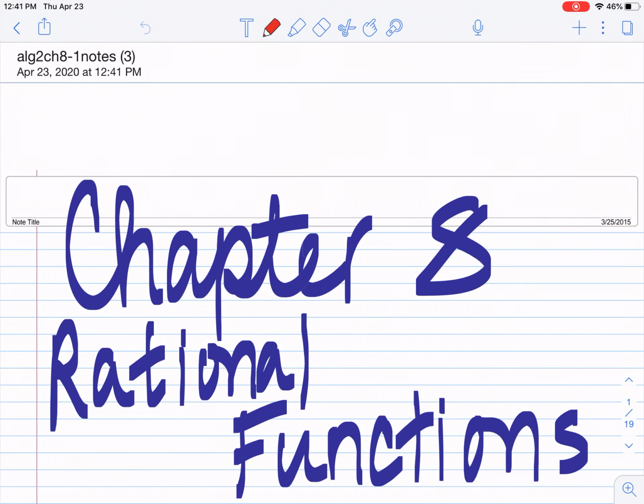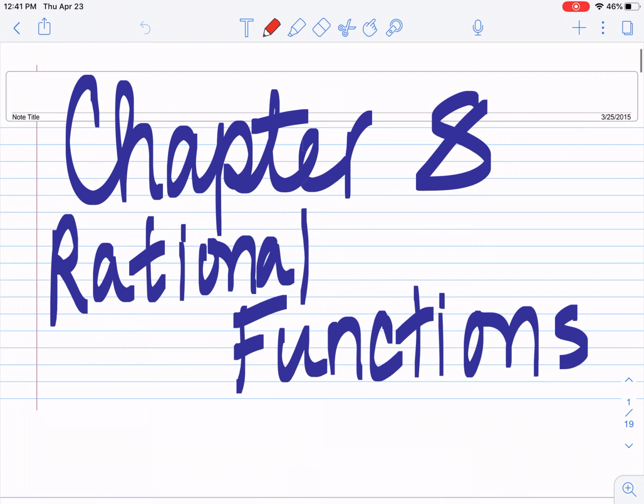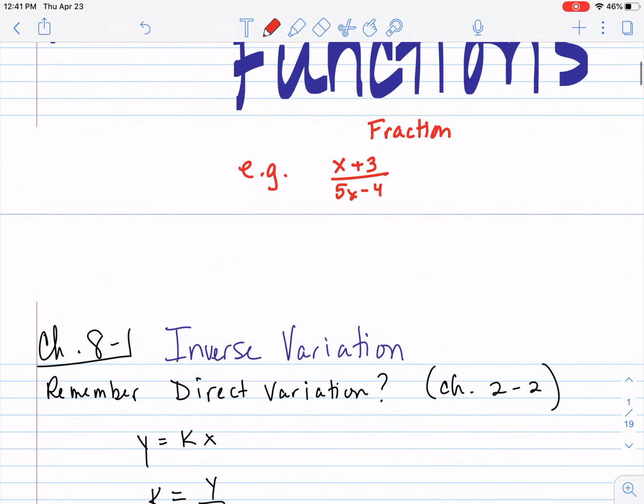Hey guys, this is chapter 8 that we're going to be doing now. This is all about rational functions. If you remember, a rational number is just a fraction. So really a rational function is just a fraction. Okay? So an example of a rational function might be something like (x + 3) over (5x - 4). That's a rational function.